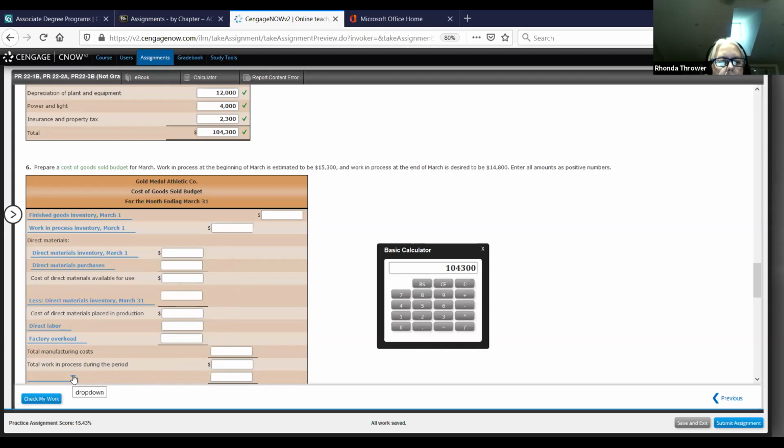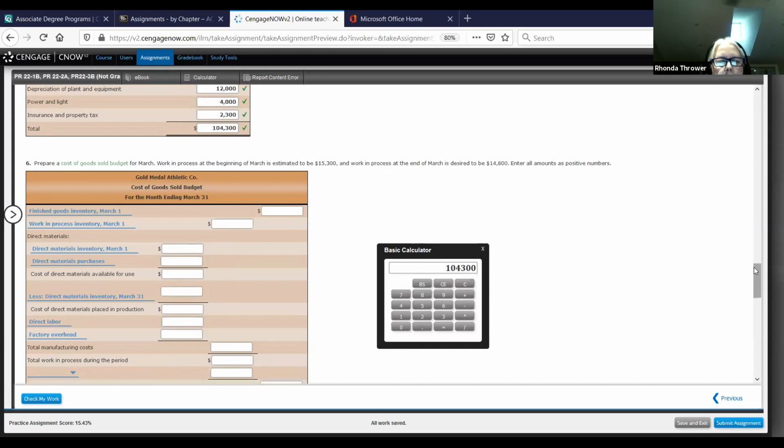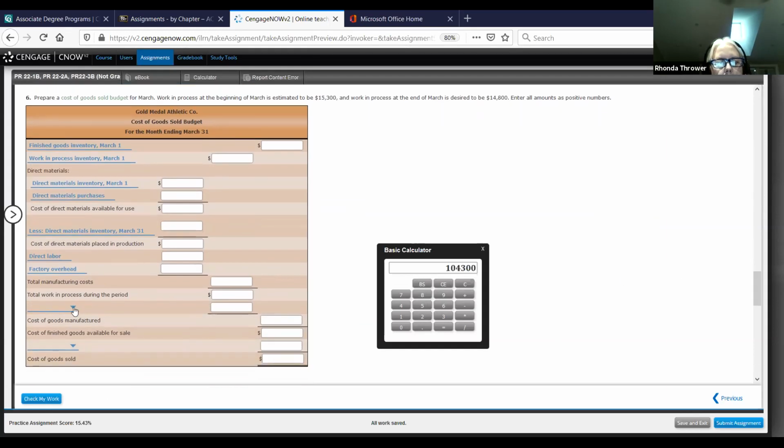And from that total work in process during this period of time, we're going to need to subtract out, or less out, the work in process ending inventory, and that will give you the cost of the goods that are manufactured. And then the cost of goods manufactured will be added to the finished goods beginning inventory to give you the cost of the finished goods available for sale. And then we're going to subtract out our finished goods ending inventory.